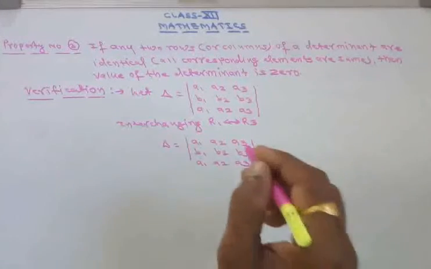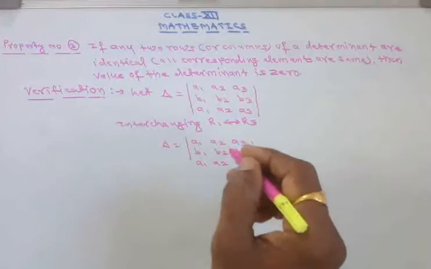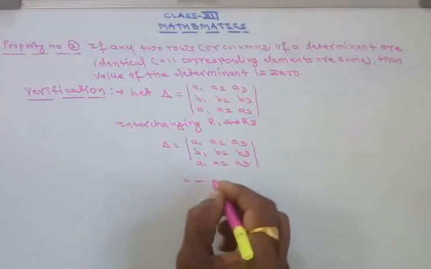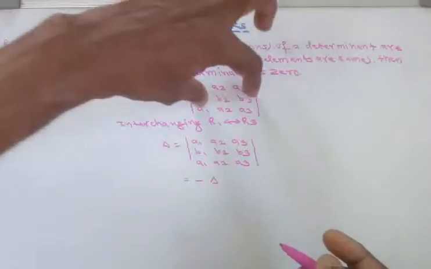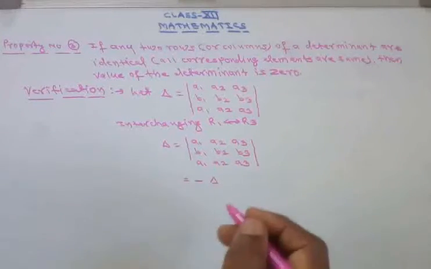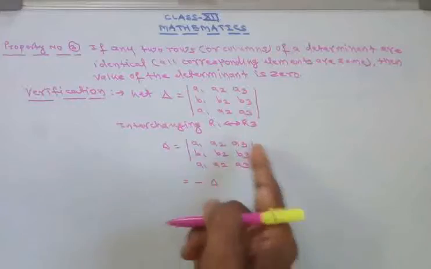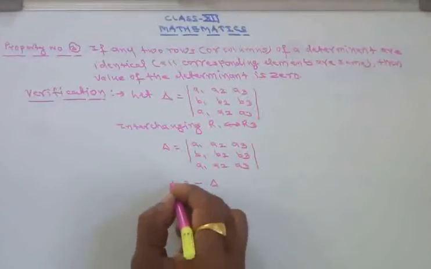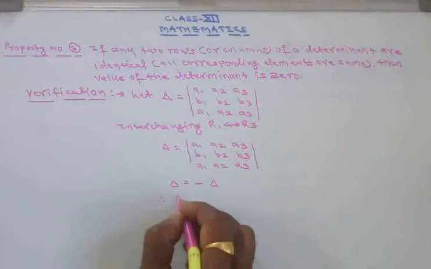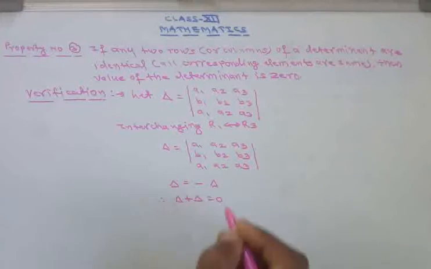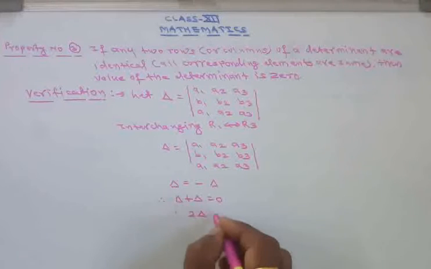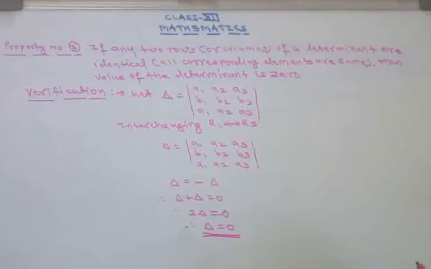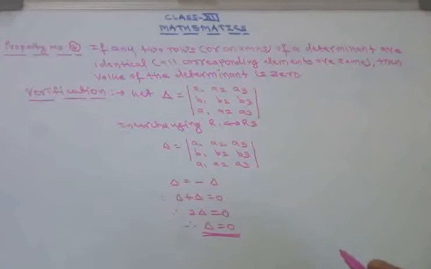Rows or any two columns, then the sign of the determinant changes. It means delta equals minus of delta, because here the sign of this determinant will change according to property number 2. So delta equals minus delta. Therefore delta plus delta equals 0, that is 2 delta equals 0. Hence delta equals 0, which means the value of the determinant becomes 0 here.